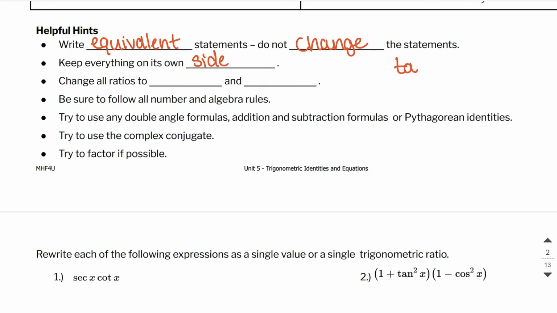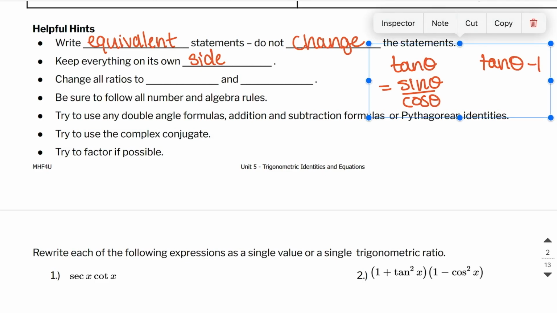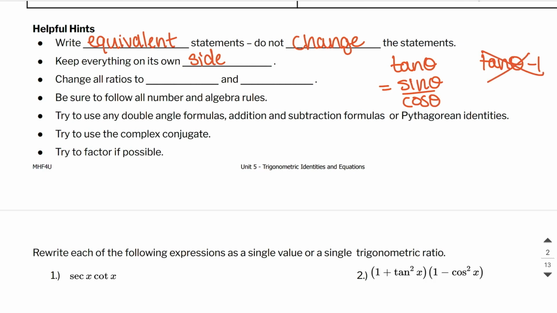So for example, if I have tangent of theta, I can rewrite this as sine of theta over cosine of theta. I cannot take tangent of theta and then subtract 1 from it or multiply it by something. Whatever I write down has to be equivalent to the line above it. Is sine theta over cosine theta equal to tan theta? It sure is. So I've written equivalent statements. I haven't done inverse operations or any type of operations on both sides of the equation. That's not going to be allowed because we're not solving an equation, okay?